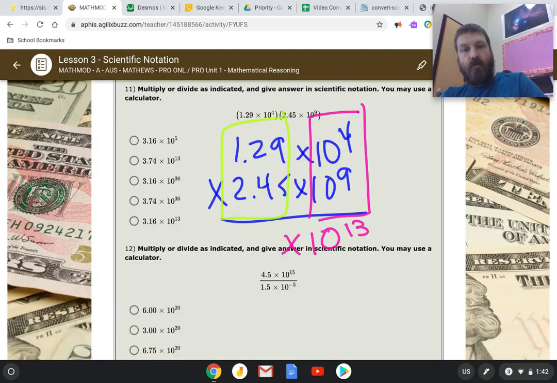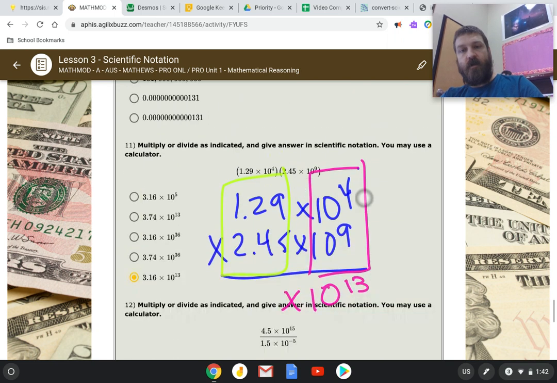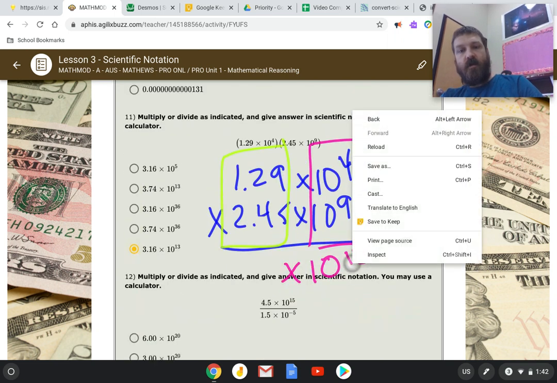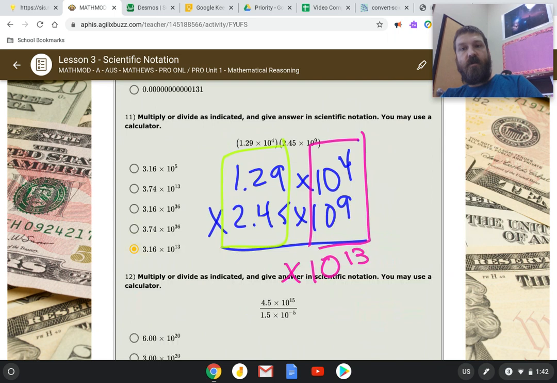We have 3.16 times 10 to the 13th. So that's going to be that one there. So notice we can multiply these numbers, add the exponents to make 13, because that's a property of exponents. And we can do these numbers multiplied separately, and it gets us that answer there.